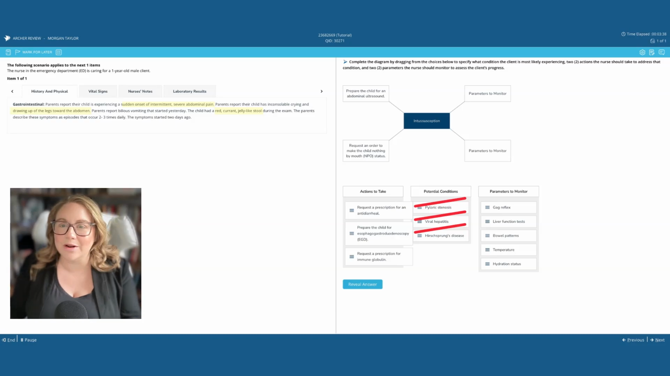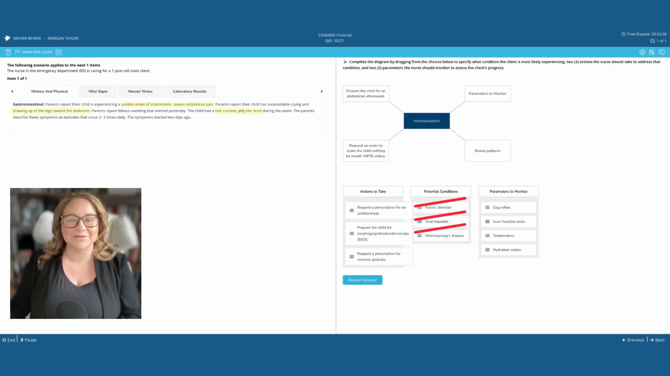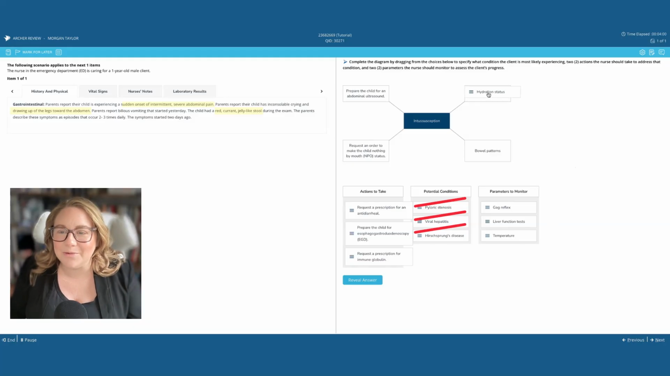We already said one of the biggest complications is obstruction, and that's why we placed them NPO. So I need to keep an eye on their bowel patterns. And because they're NPO, they're not able to hydrate, and they're having these abdominal issues. Secondly, we need to keep an eye on hydration status.